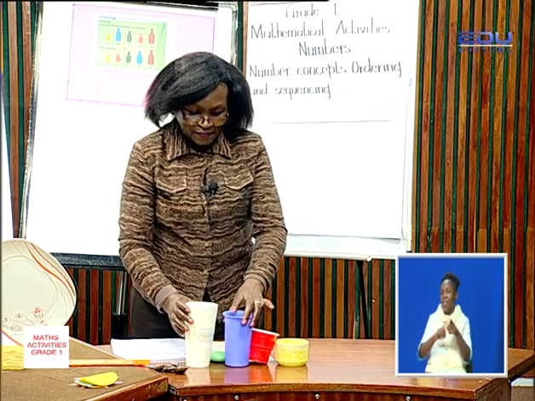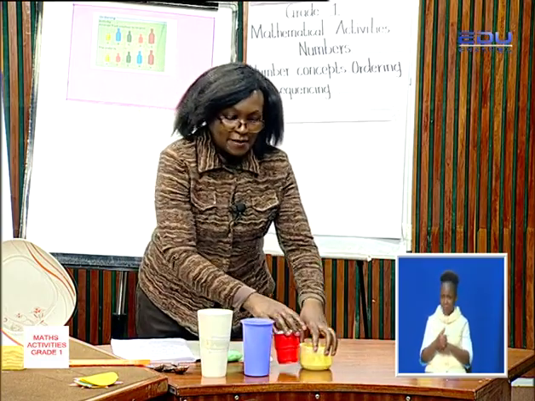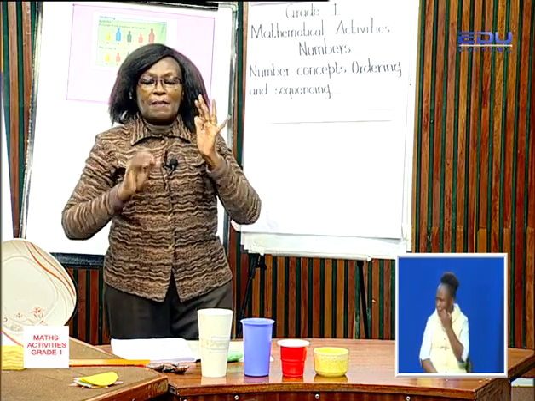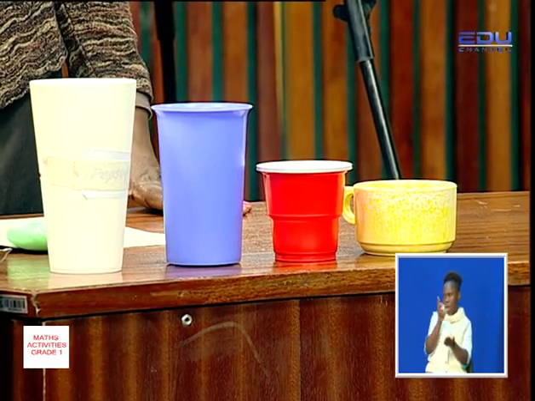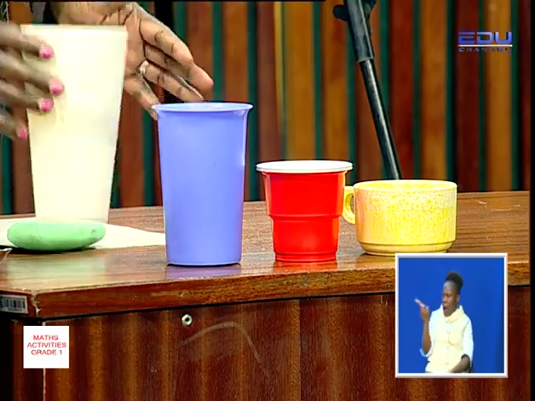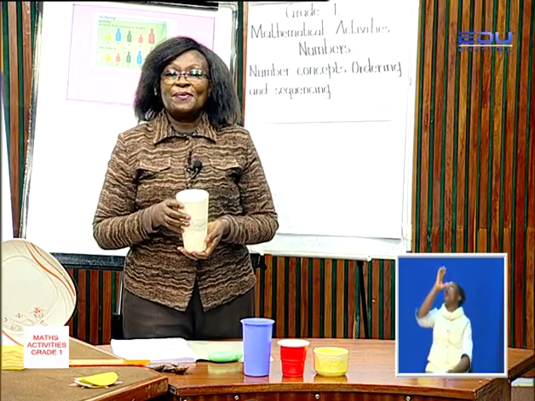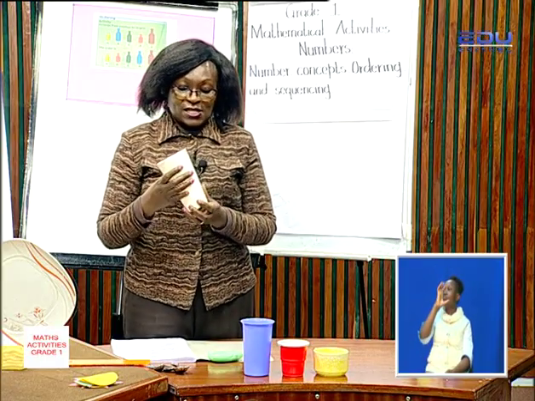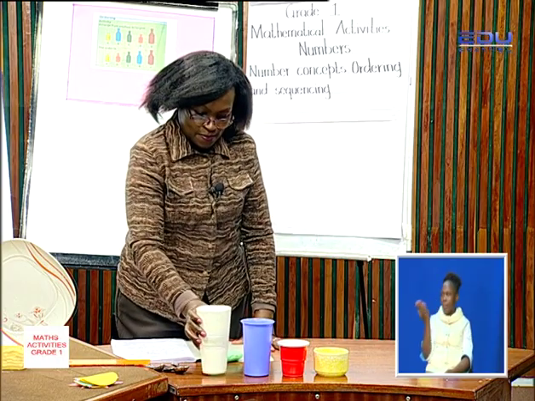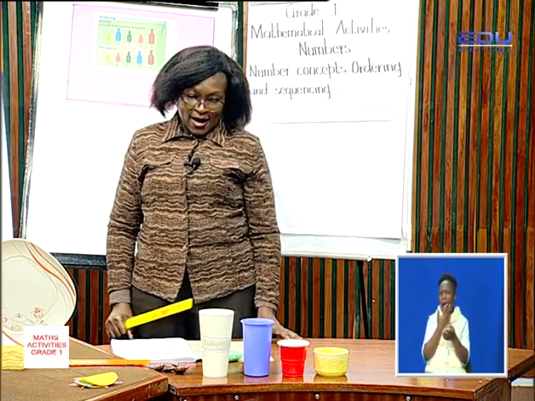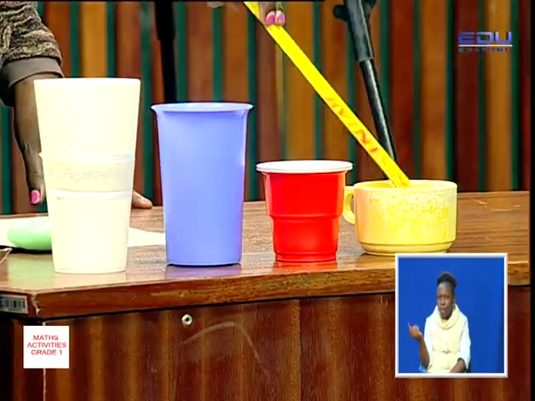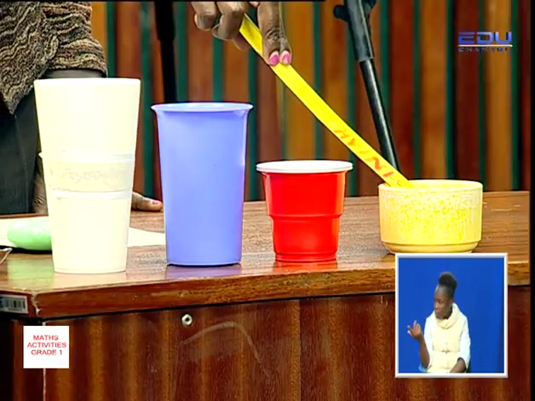Next, what do I have here? I have some cups. We use the cups for drinking water. You can take your juice in the cup. Now, tell me, what colors are my cups? And I start with this one. What color is it? It's color yellow.